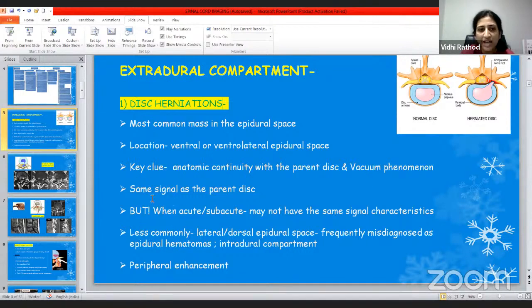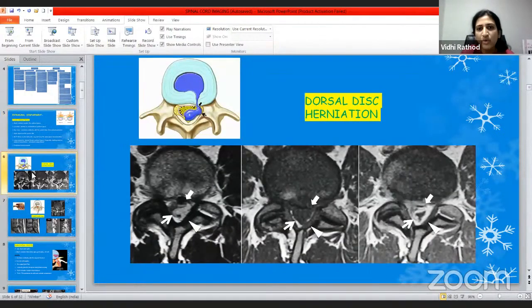Also, the herniated disc will have the same signal as the parent disc, but when the herniation is acute or subacute, the herniated disc might not have the same signal characteristics. Less commonly, herniation can occur in two different compartments. One is the lateral or the dorsal epidural space, where it is important to know because it is frequently misdiagnosed as epidural hematoma. The second is the intradural compartment. All disc herniations show some degree of peripheral enhancement as well. As I talk about dorsal disc herniation, here we can see that the disc has herniated and come to lie dorsally in the posterior part of the thecal sac, compressing the thecal sac to the right.